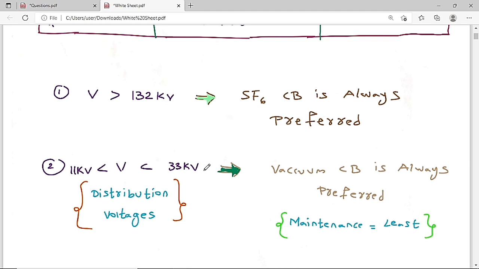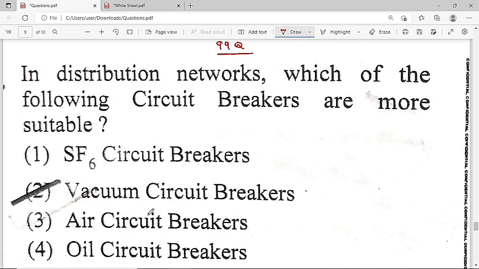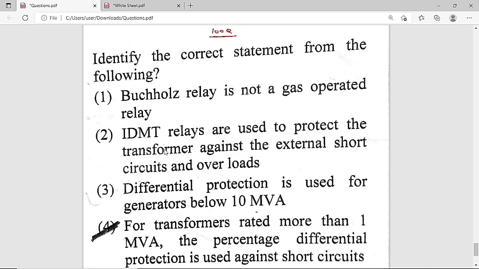So these things you always have to keep in your mind. So option B, which is for distribution network voltages, the most preferred circuit breaker is always the vacuum circuit breaker. That is the correct solution of this question. So now we are going to discuss the 100th question.